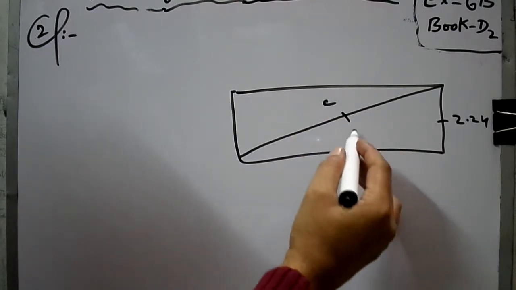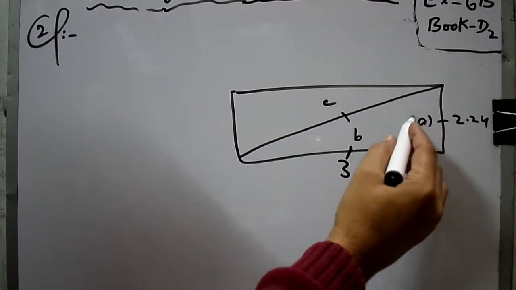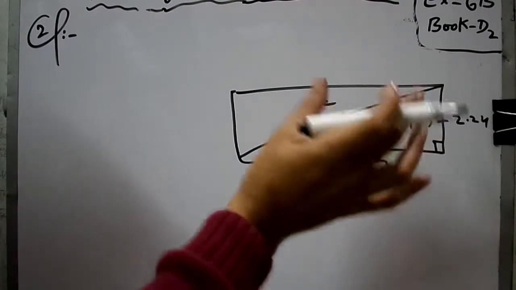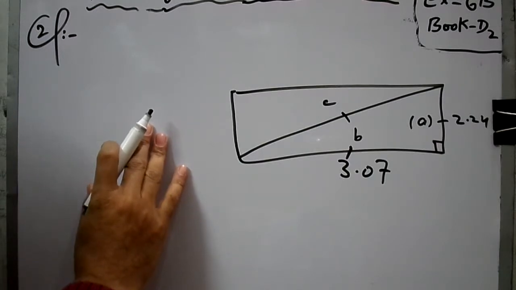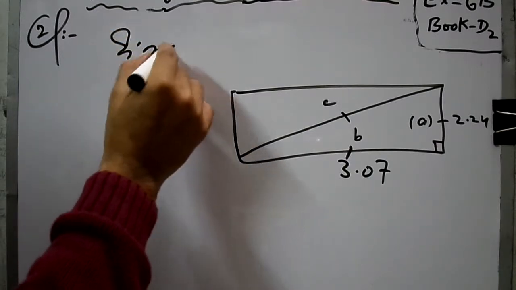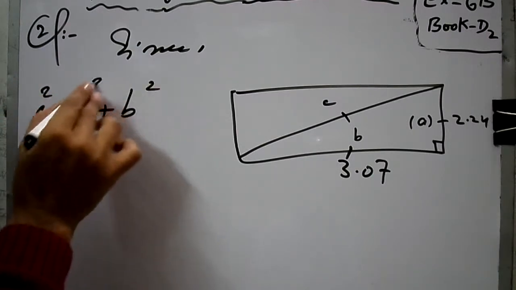Now this side is your base, that is your altitude, that is your 90 degree angle, because Pythagoras theorem can be applied here. Since you have a formula by Pythagoras theorem, that is c square is equal to a square plus b square.